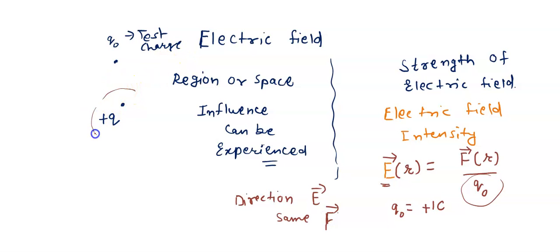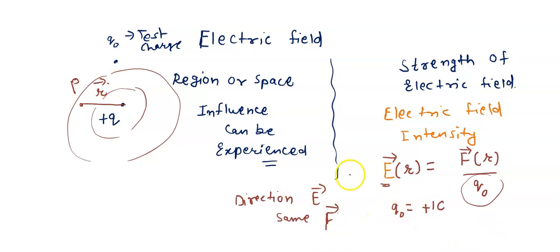Now, at that point means what? See, this is charge Q, and near to this there is an electric field. Of course there will be, and you randomly select one point, say this is point P, and suppose its position vector is taken as R vector. So this is the point R in the electric field region, and this is the direction of the electric field, the same as that of the force experienced.